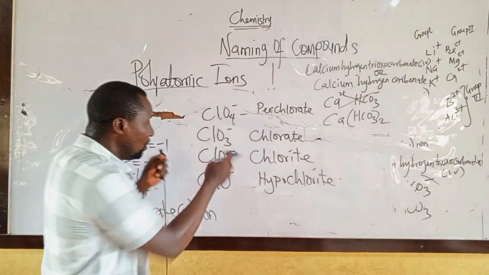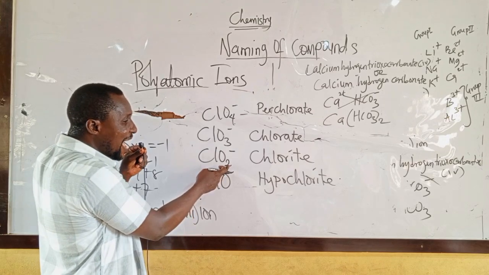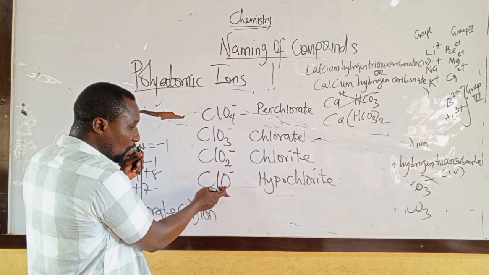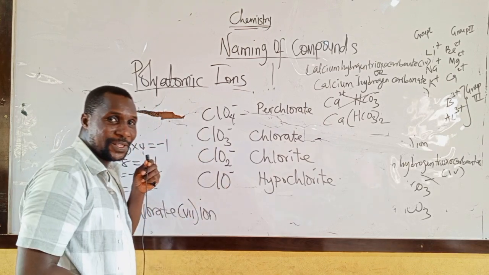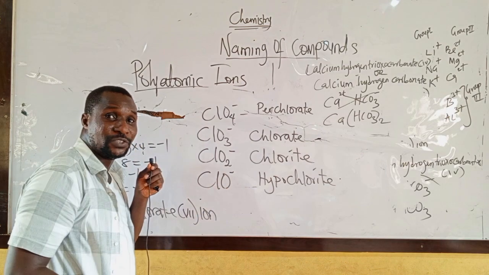You can try the others on your own. Trioxochlorate(V) ion. This one will be dioxochlorate(III) ion. This one is oxochlorate(I) ion. In JAMB, they will give you something like this and ask you to calculate the oxidation number of chlorine.